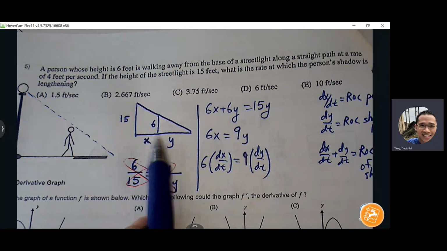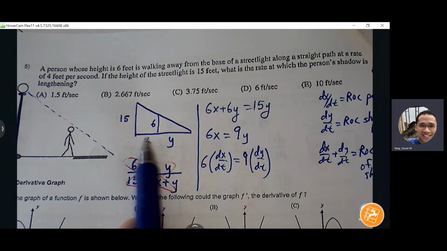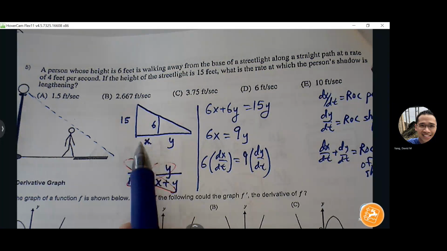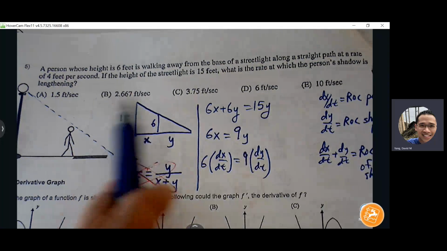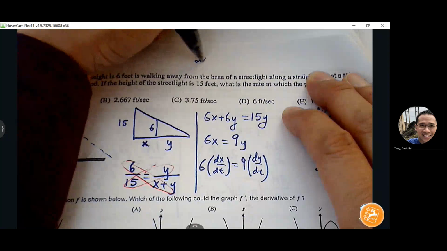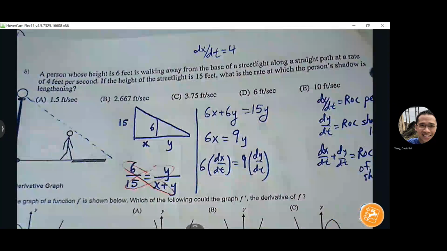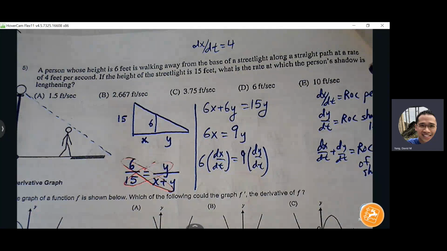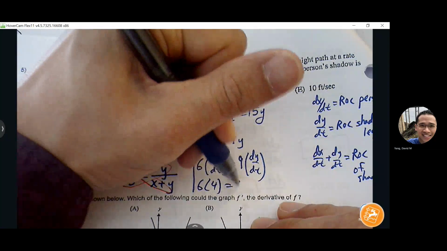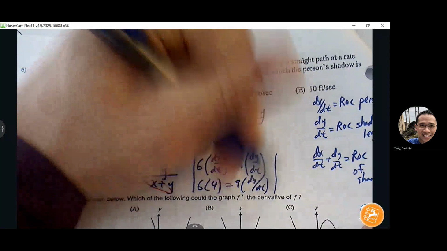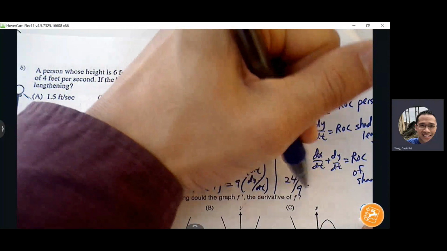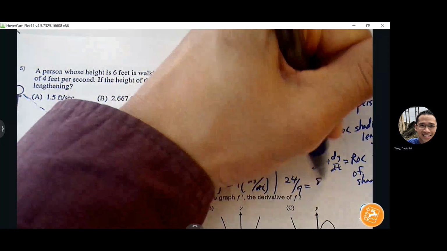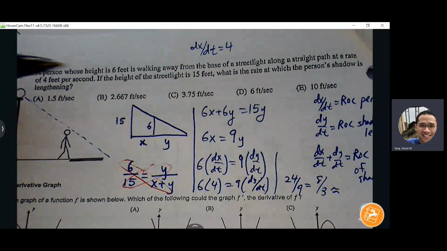Okay, so if he's walking away from the lamppost, what's happening to that x? It's getting larger, right? So we should get a positive rate. If the person is walking towards the lamppost, x is getting smaller, so dx dt should be negative. So in this case, dx dt is positive because he's walking away. So plug 4 in for dx dt, and now we can just solve for dy dt. So 24 divided by 9 is dy dt. And I can reduce that to be 8/3, which is equivalent to 2.67.